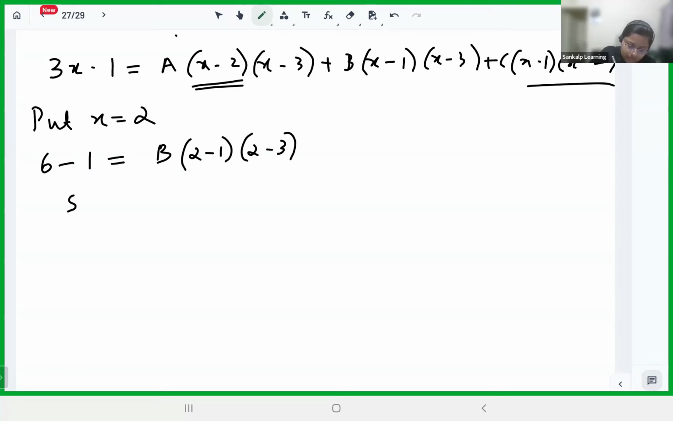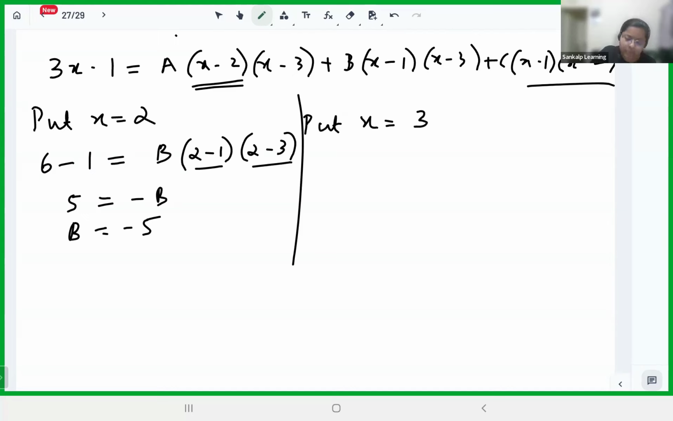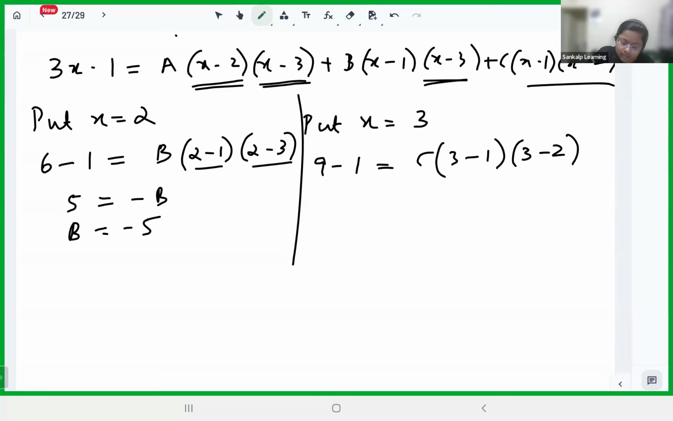So what is the answer? 5 is equal to 2 minus 1 is 1, 2 minus 3 is minus 1. So it is minus b. So b is equal to minus 5. Now put x equal to 3. So what happens? This one becomes 0 and this one becomes 0. So 3 into 3, 9 minus 1 is equal to c into 3 minus 1 into 3 minus 2. Alright, so 8 is equal to 3 minus 1 is 2 and 3 minus 2 is 1. So 2c. So what is the value of c? c is equal to 8 by 2 equal to 4.